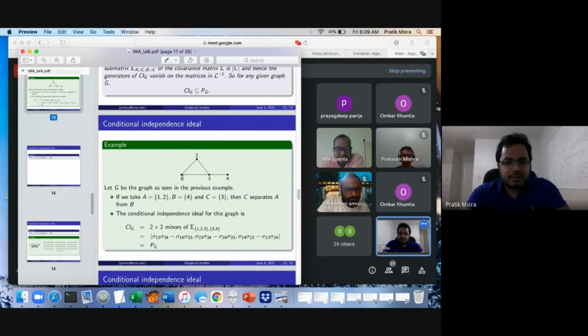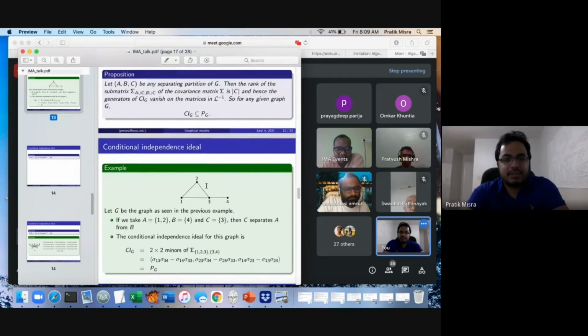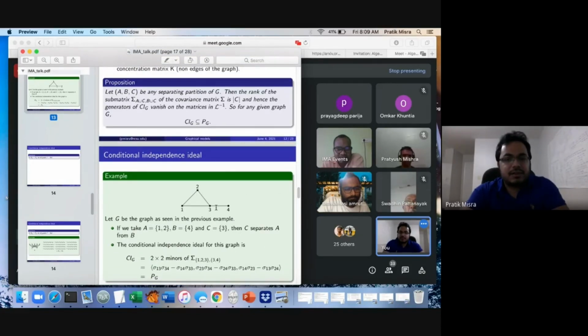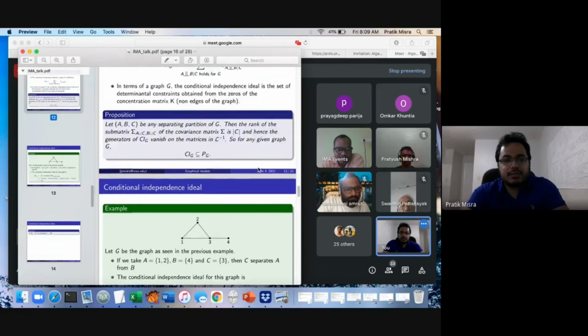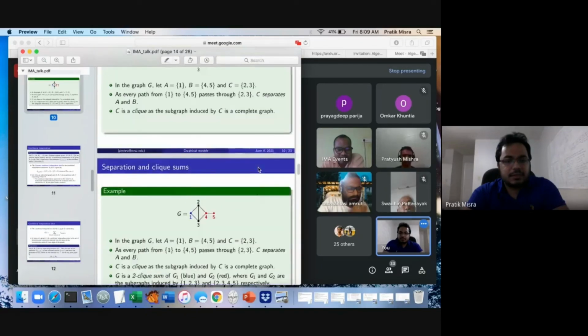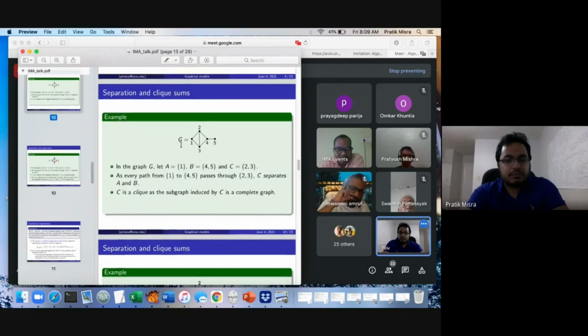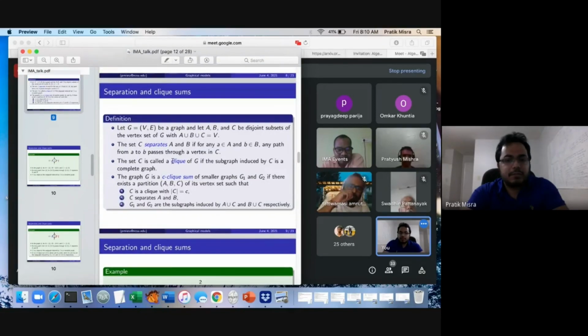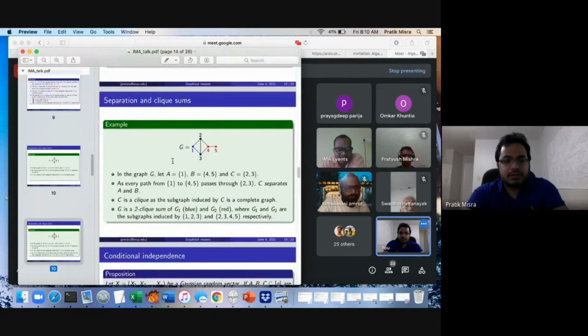So that's basically coming from statistics. I won't really get more into it, but I'll mostly stick to the algebra side of it. So if you consider this graph, I'll just explain it with an example that will be easier. The conditional independence ideal is basically coming from the separation criterion of the graph. As we saw earlier, we had the separation concept, that C separates A from B using this definition.